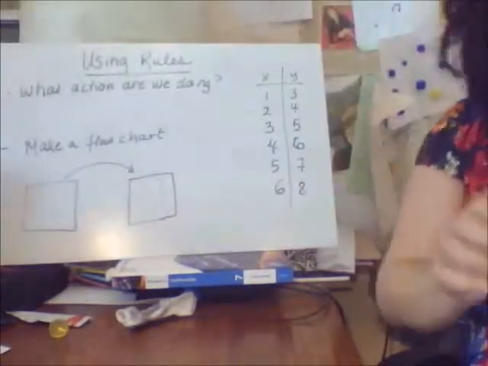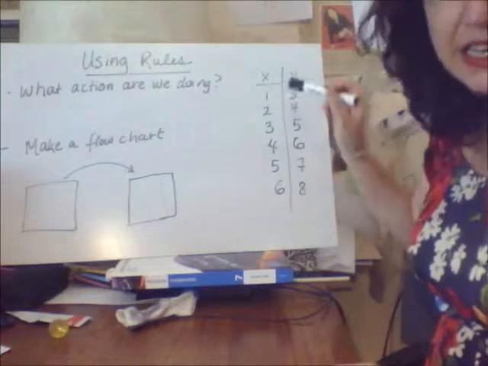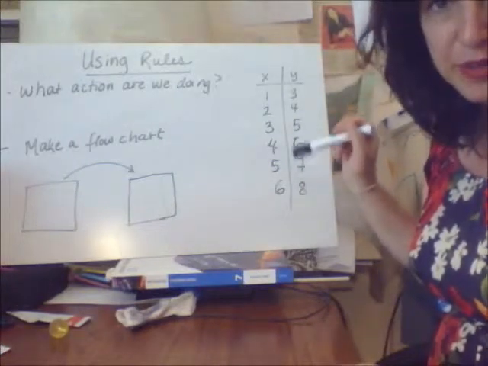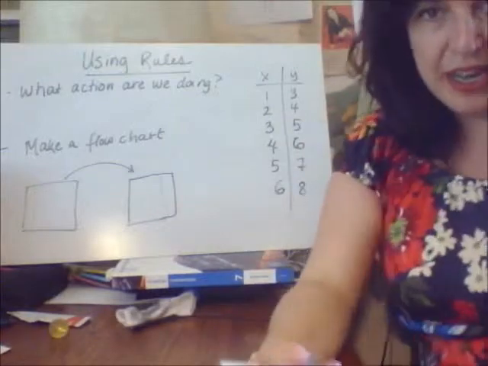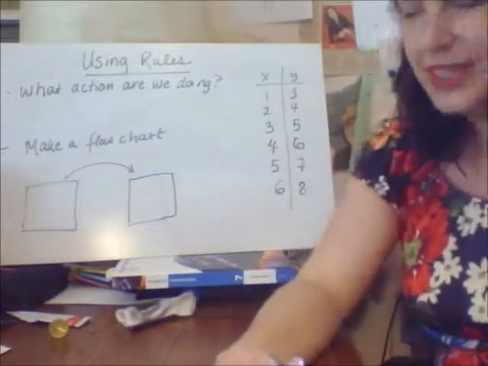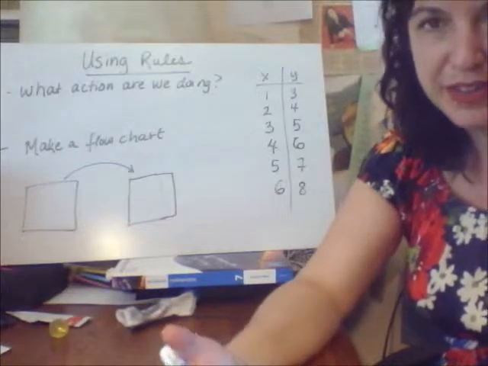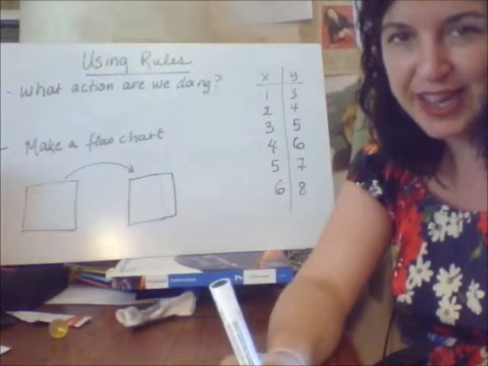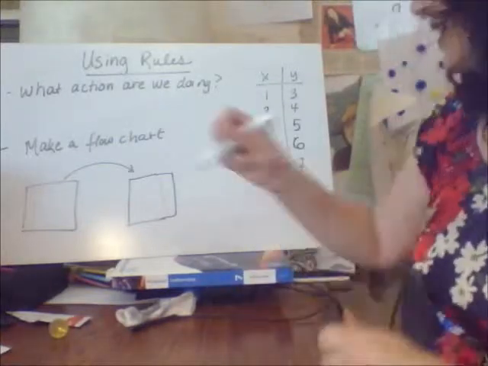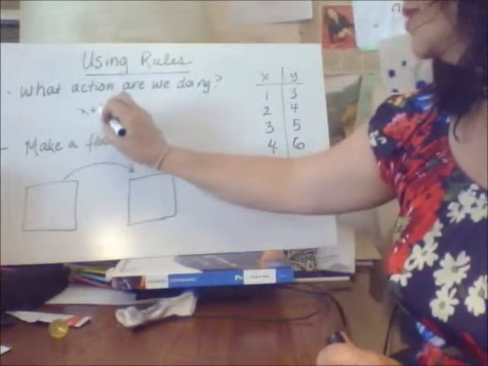All right, so let's break it down a little bit more. How are we using our rules? Well, I've written one of these in and out charts, very much like the ones we've been using in class. And as you can see, when you put 1 in, 3 comes out. When you put 2 in, 4 comes out. When you put 3 in, 5 comes out. It's a pretty simple rule. I think you can probably work out that the rule here is to get y, you add 2 to x.